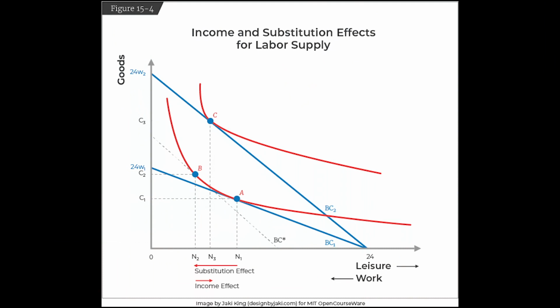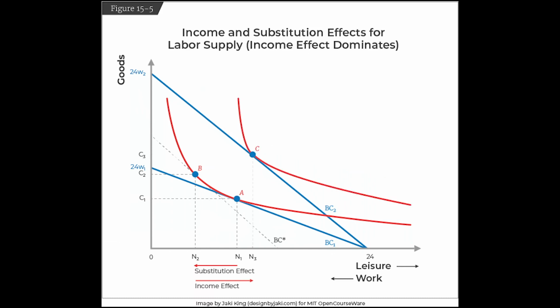So we end up with our standard intuition, which is if I'm going to pay you more, you're going to work harder. But, as figure 15.5 shows, it would not be super odd to get a Giffen good effect here, which is the wage goes up, the substitution effect shifts you to the left, but the income effect shifts you even more to the right, and you actually end up with more leisure.